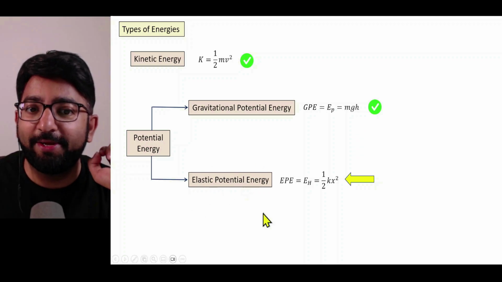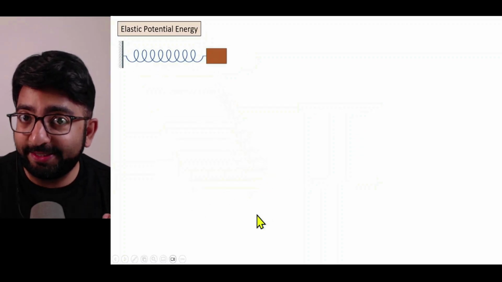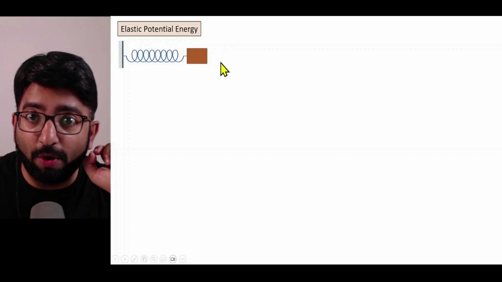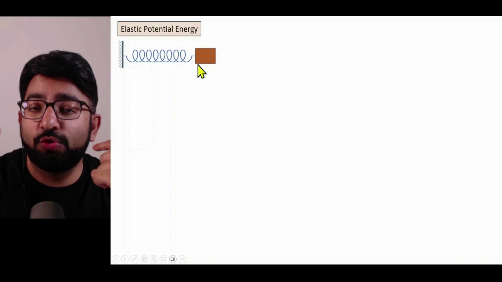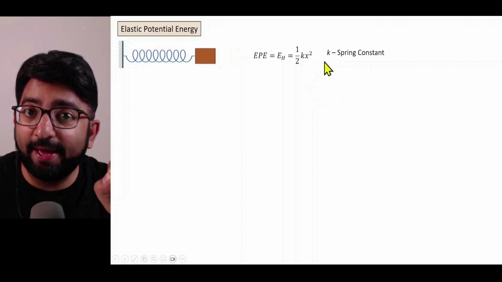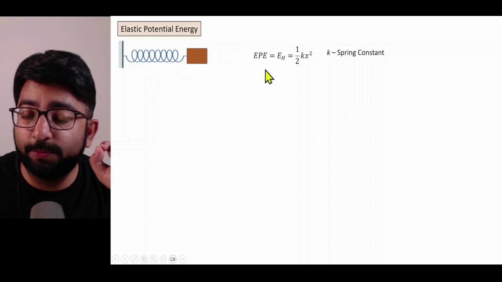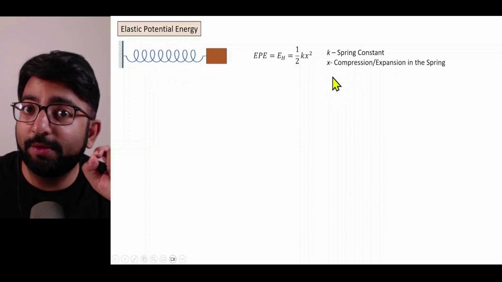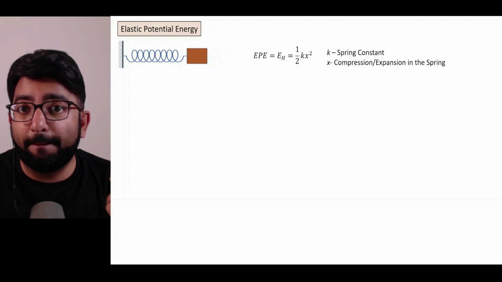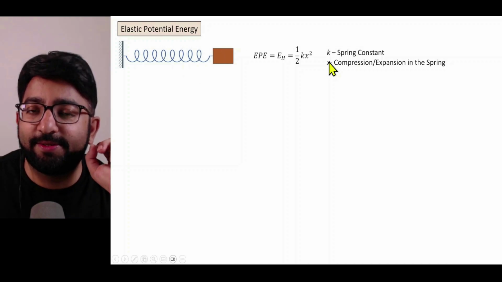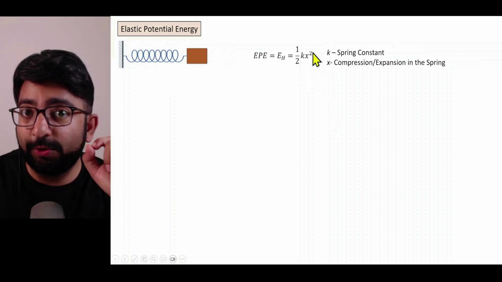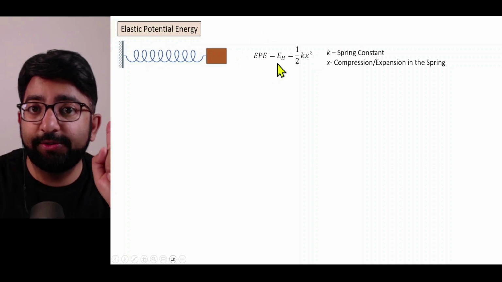Next up is elastic potential energy. We already know elastic potential energy comes into the picture if you have springs. If a spring either compresses or stretches, then we say that the spring has stored elastic potential energy. The formula for this is half kx square, where k is a constant dependent on the type of the spring, so k is the spring constant, and x, on the other hand, is the compression or extension in the spring. So how much the spring has compressed or stretched, that is x. Imagine a situation where the spring is stretched a lot, so the value of x will be greater. The spring would store a lot of elastic potential energy in that case.